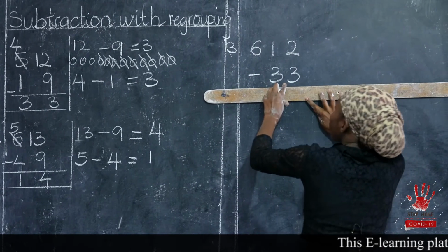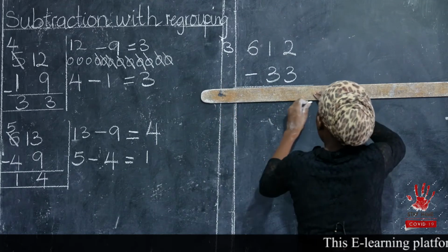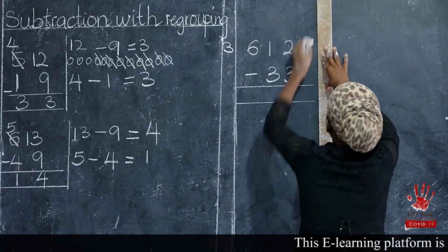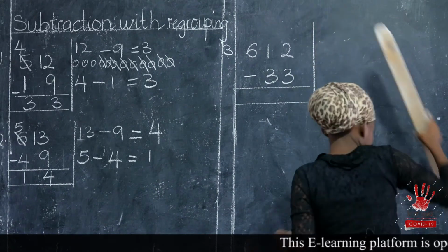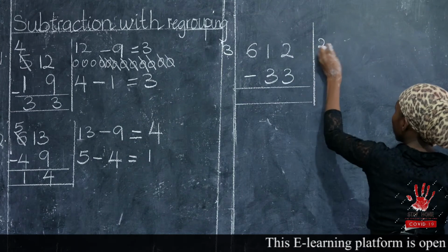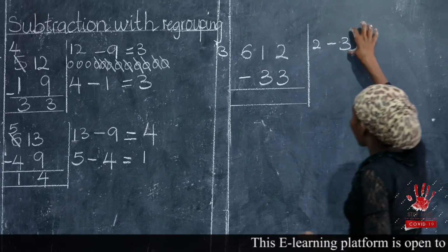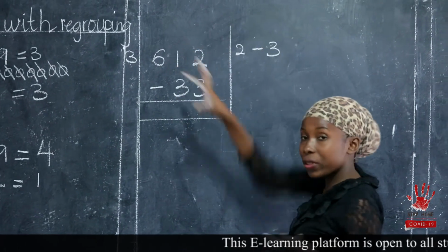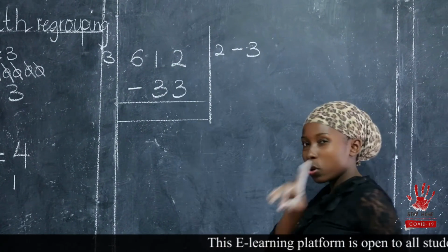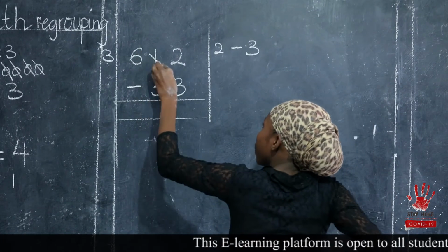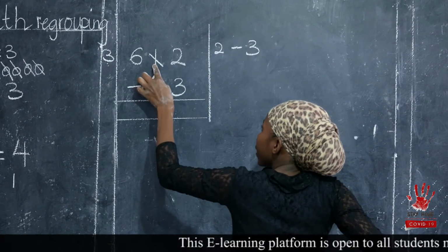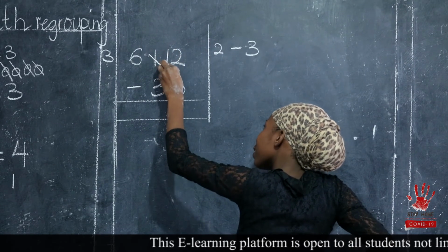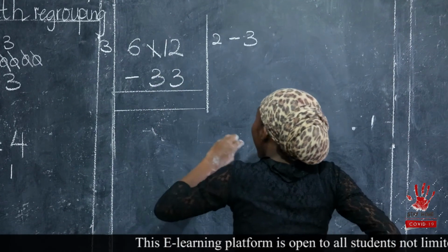Remember, we are following our side work very well. So I'm having 2 take away 3. We said we cannot take away a big number from a small number. So what we do, we move to the neighbor. Look at this neighbor. It's having only 1 ten. Neighbor has 1 ten.